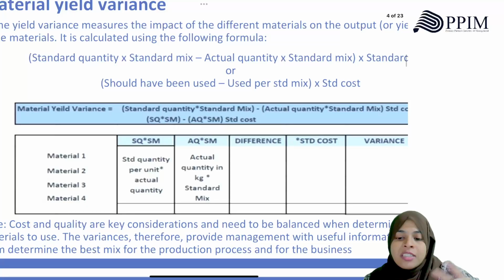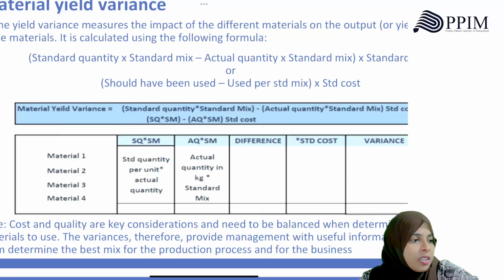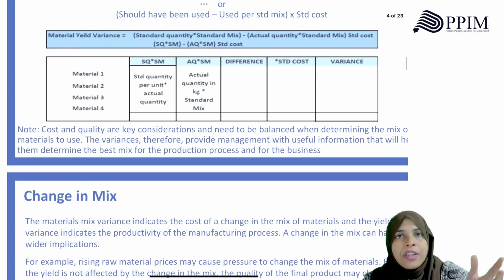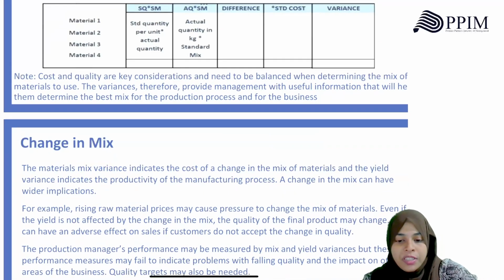Yield variance, it's the difference between the actual quantity and the standard quantity. Can you see that? Mix is the standard mix we are using. Can you see that? Standard mix for both. Take the difference, multiply by the standard cost, and you get the variance. So basically, when your actual quantity changed from the standard quantity, right? The input quantity, when it changed, how was the yield affected? How was the output affected?